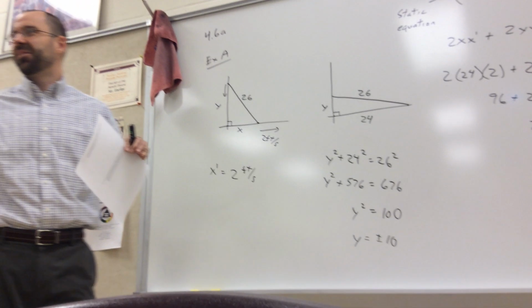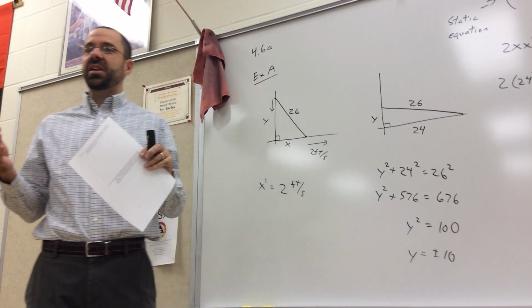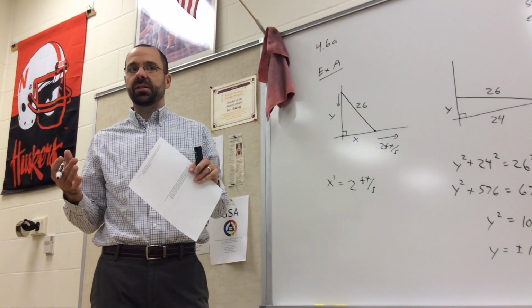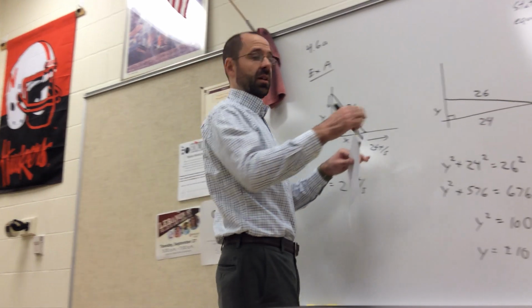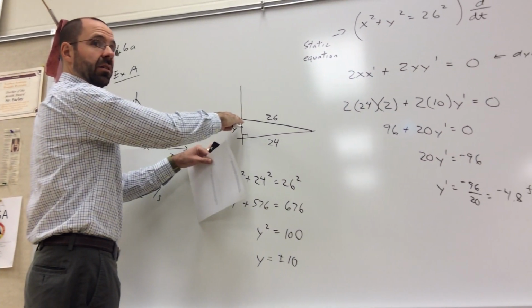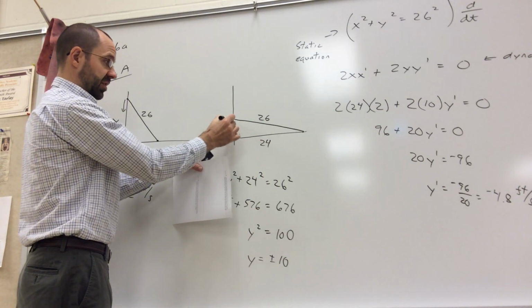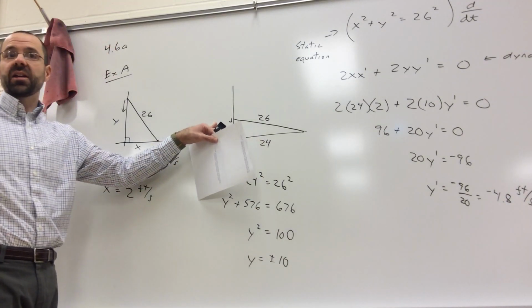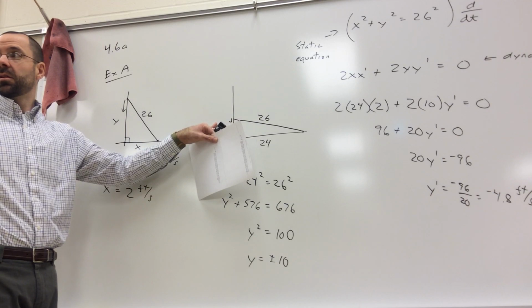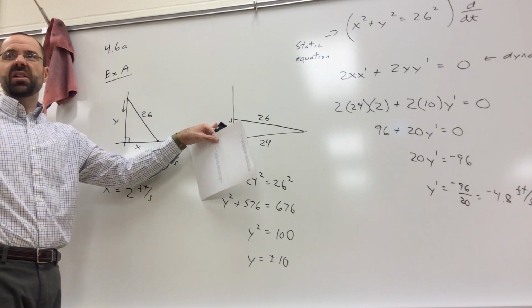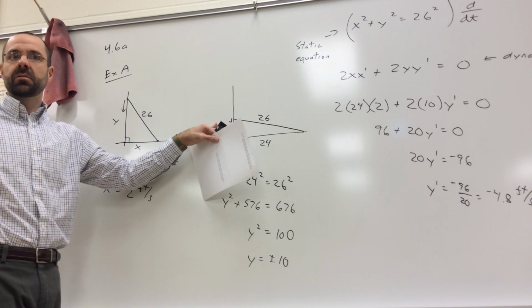Now, I said it kind of in a way that made it sound like not an instantaneous rate, but that's an instantaneous rate. That means as the ladder's falling, right at the moment when this is 24, this speed is 4.8 feet per second. But it could be a different speed later.